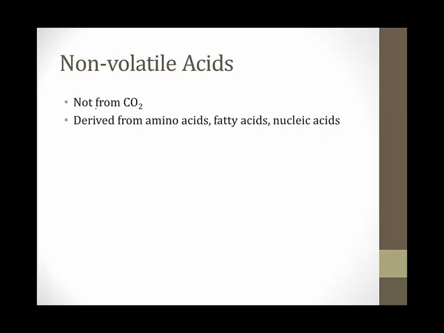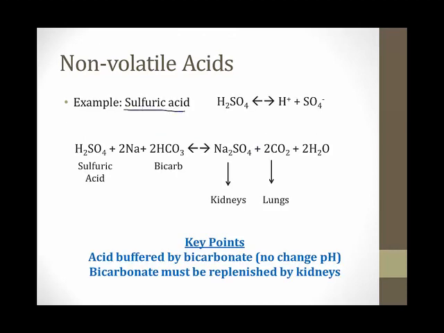Non-volatile acids, on the other hand, are not produced from carbon dioxide. They are derived from the metabolism of amino acids, fatty acids, and nucleic acids. So for example, sulfuric acid is one of the non-volatile acids produced from metabolism, and sulfuric acid can potentially give off a proton, and this could significantly lower the pH of plasma, but this doesn't happen because we have bicarbonate in our plasma to act as a buffer.